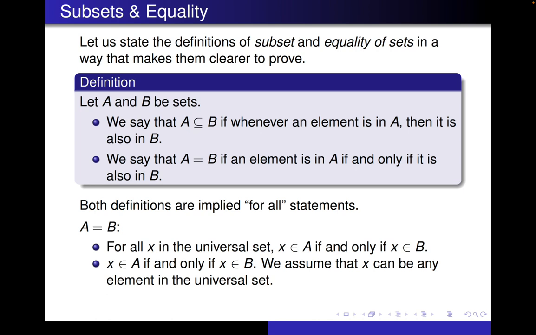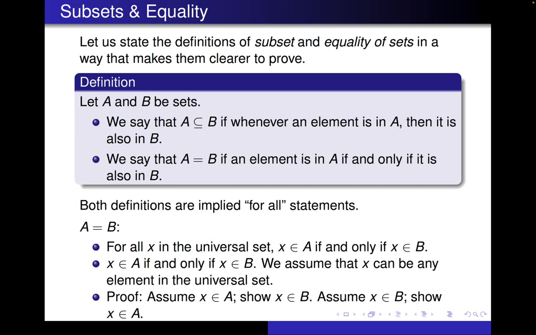Now, this is an if and only if statement, so we're going to actually have to do two proofs for this one. So if we're trying to prove that two sets are equal, the first part of the proof is that we're going to assume X is in A and then show X is in B. That proves the statement if X is in A, then X is in B. Then we're going to flip that around by assuming that X is in B and then showing that X is in A. That proves the statement if X is in B, then X is in A.